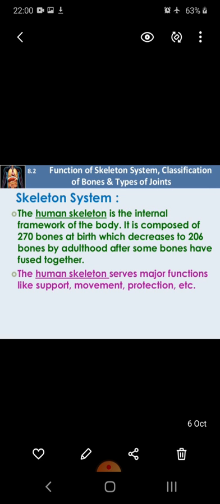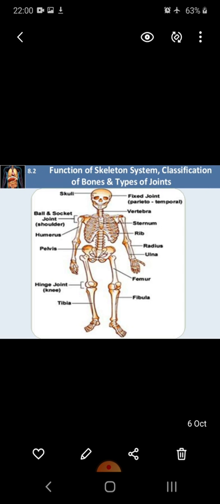The human skeleton serves major functions like support, movement, protection, etc. So this is our skeletal system, and you can watch it thoroughly, and I will give you some brief about the skeletal system. As I have already told you, there are 213 bones in children and 206 bones in adults.